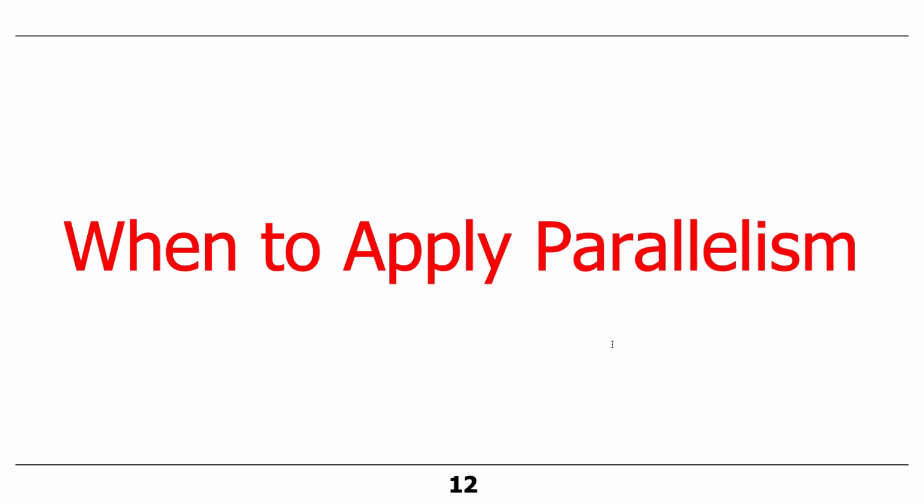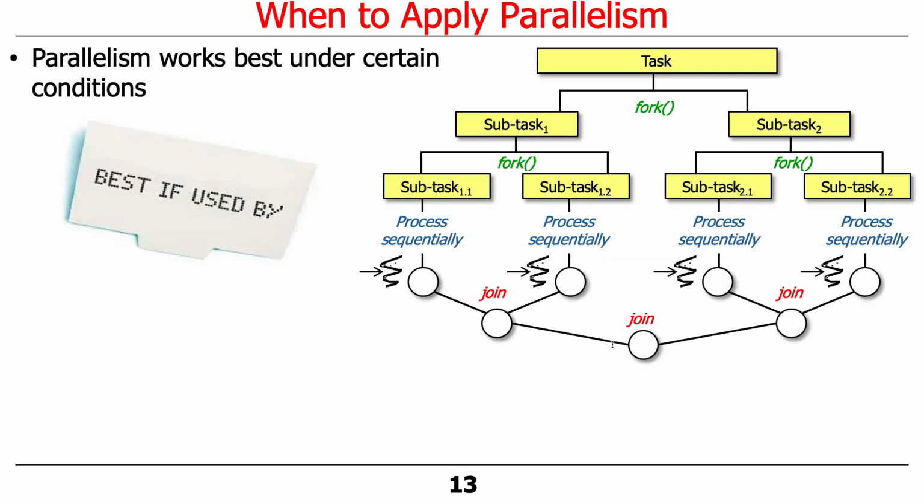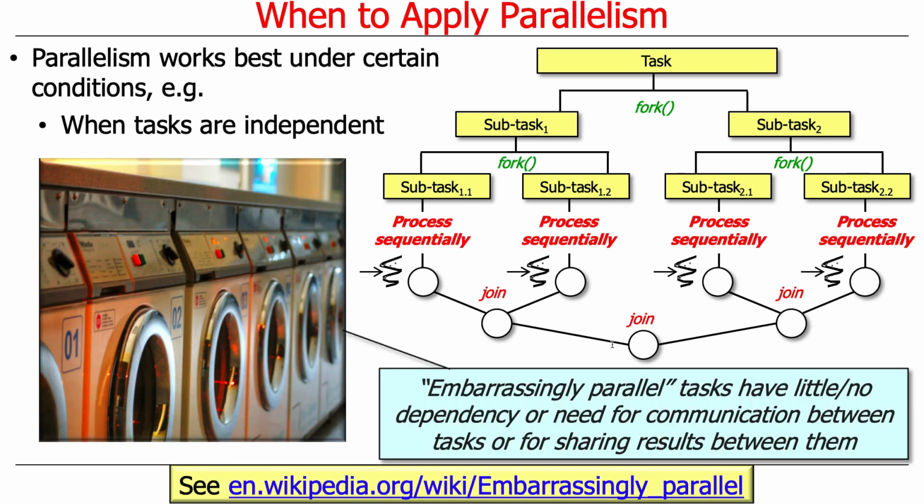The next question is, when should you apply parallelism? Just because you can do it doesn't always mean you should do it. So what are the circumstances under which it makes sense to use it? Parallelism works best under certain conditions and certain assumptions. Assumption number one, if tasks are truly independent of each other.